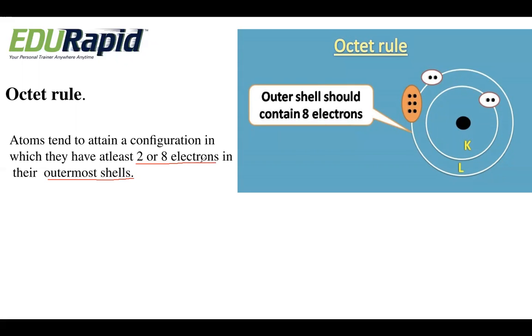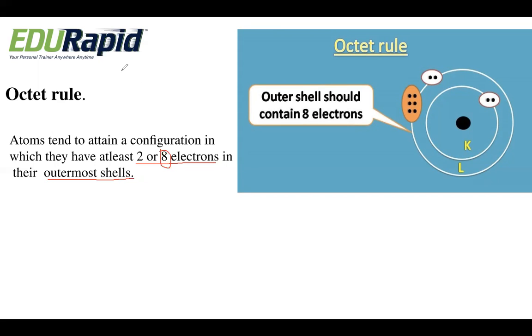They should have at least 2 electrons, and at maximum they should have 8 electrons. Then only they are stable in nature. So to attain this electronic configuration, the atoms will undergo bonding. So this configuration is called the octet configuration.